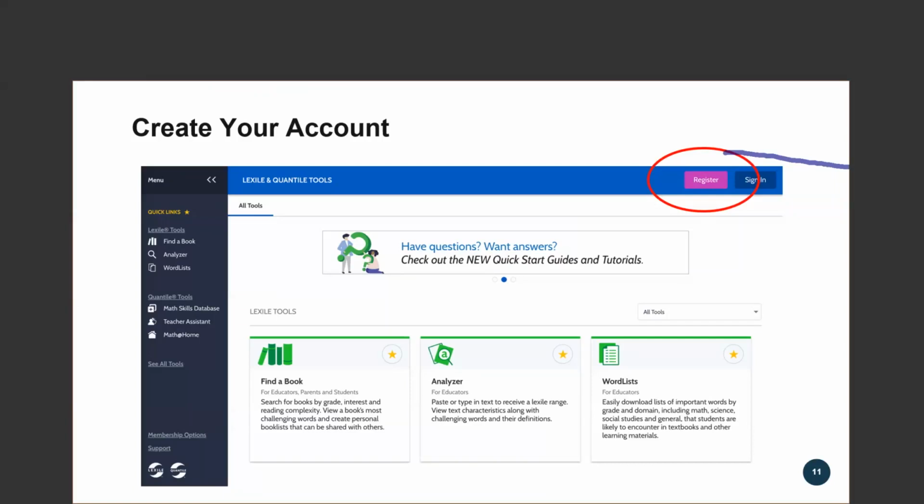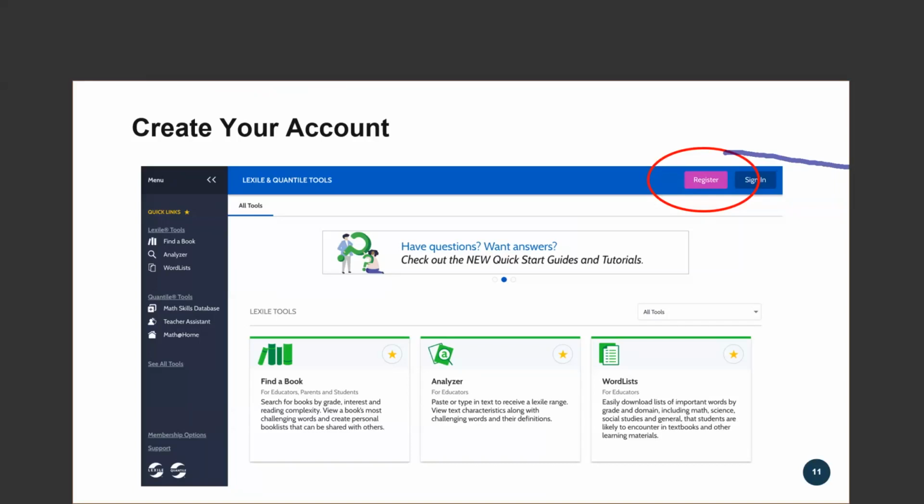The other reason that registering is so important is to understand that within the Lexile and Quantile Hub, MetaMetrics has many levels of membership. All sorts of folks are using the hub: students, parents and families, and of course, educators. Because of our agreement with the North Carolina Department of Public Instruction, every educator in the state of North Carolina is provided for free, complete access to our highest level of functionality in these tools.